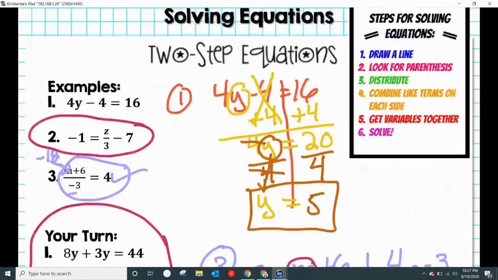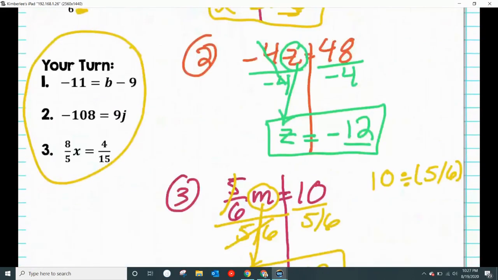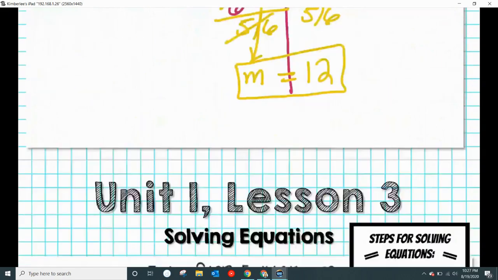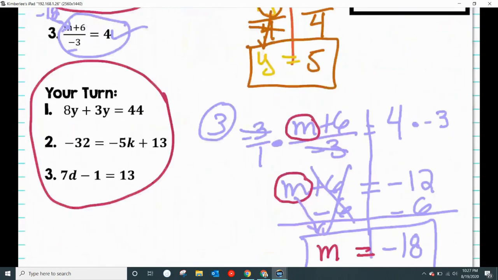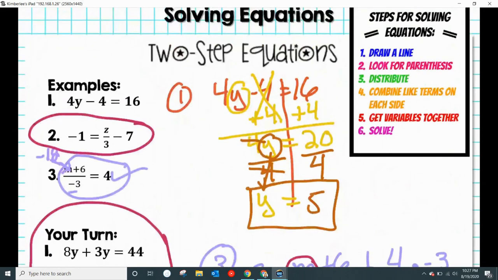I want you to work these 3 on this page here, and I want you to work the other 3 down here on 2-step equations. And then I want you to take a picture of your work with the examples that I worked, and upload them into your slides so that you've got these notes in your journal and you can always refer to them.